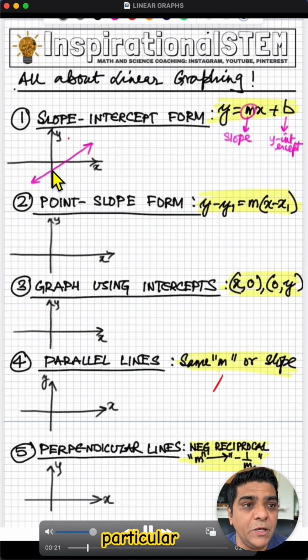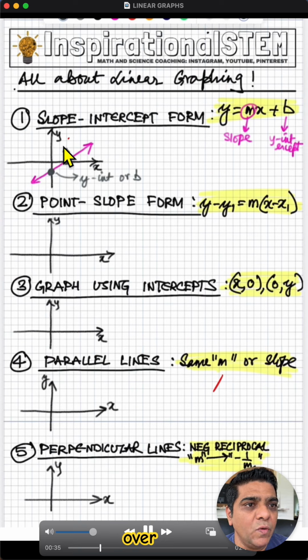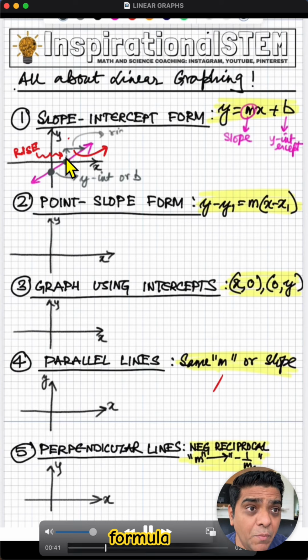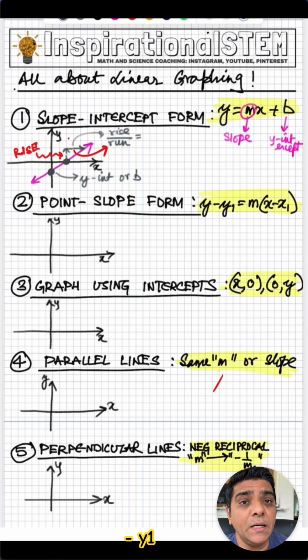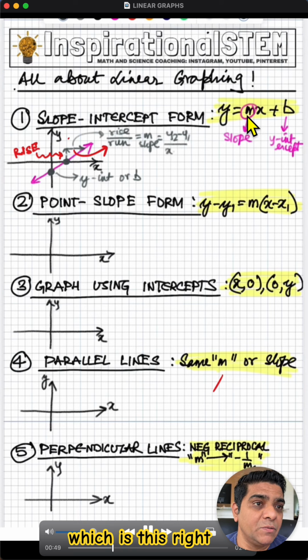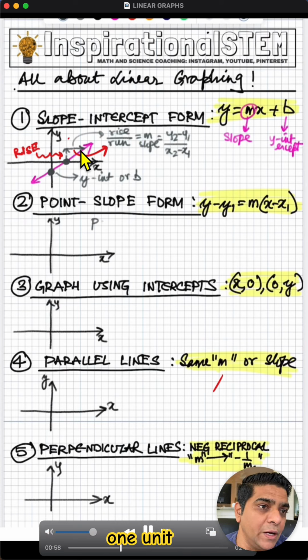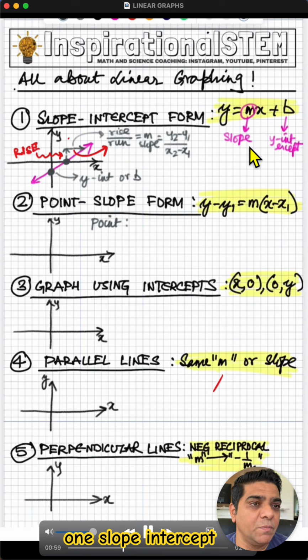this particular point here where the value of x is 0 is called the y-intercept, or the value b, okay? And the slope then is the rise over run. So that's given by the formula y2 minus y1 divided by x2 minus x1, which is also called the slope, or the m, which is this right here. So let's say you have a slope of 1, you rise up 1 and you run 1 unit, and that is your first one, slope-intercept form.